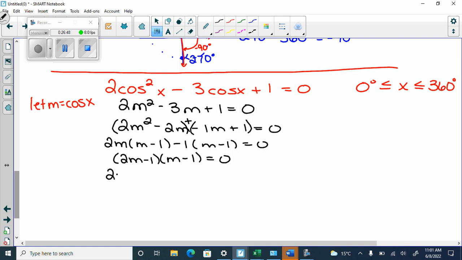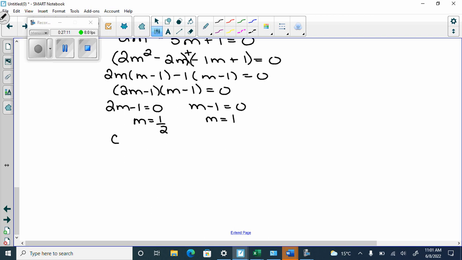Okay. So we get 2m minus 1 equals 0, m minus 1 equals 0. This one's going to be m equals 1/2. This one's going to be m equals 1. So do both of them actually work? Yes. So we have cos x equals 1/2 and cos x equals 1.